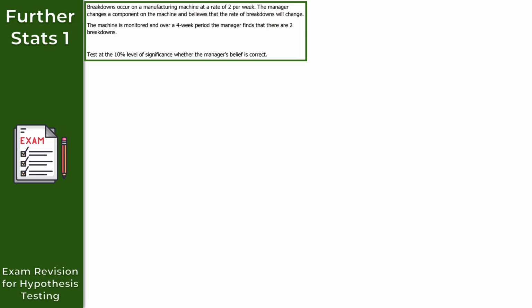Now to do that correctly, we need to understand what distribution we are working with here. And in this case, we're working with a Poisson distribution. And how do I know that? Well, we're talking about a rate here. As we can see, breakdowns occur on a manufacturing machine at a rate of 2 per week. When we're looking at something over a time period, such as per week, per day, per month, something like that, we know we're going to be working with a Poisson distribution.